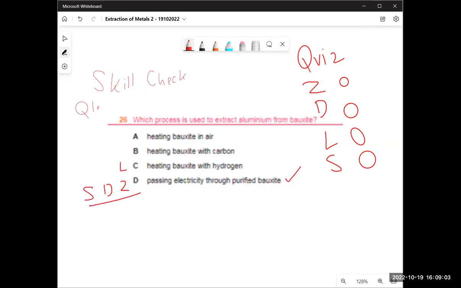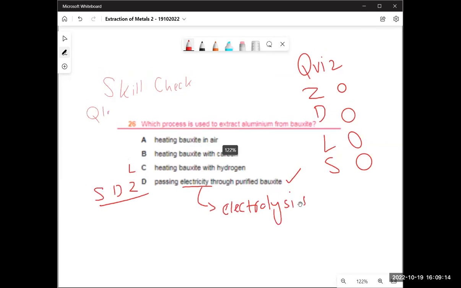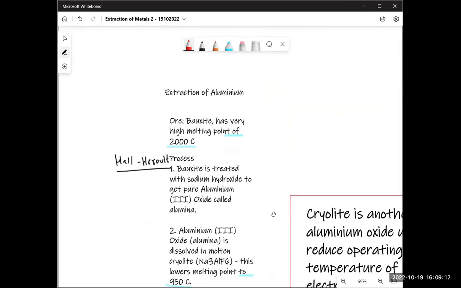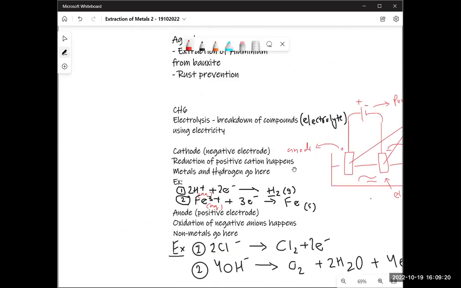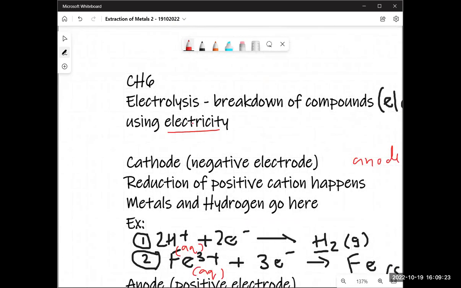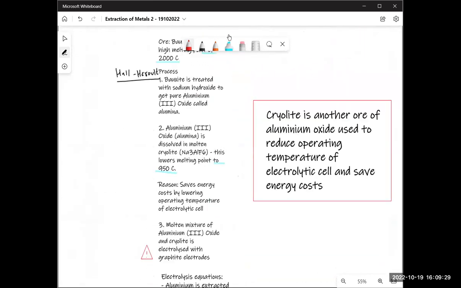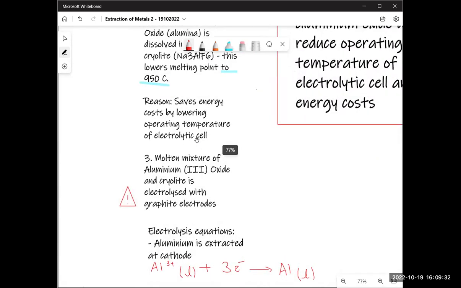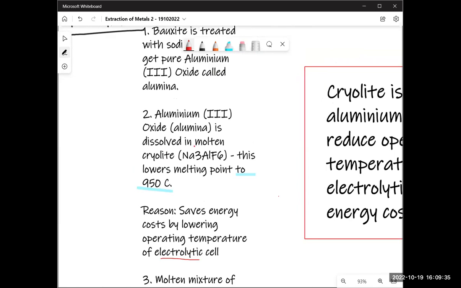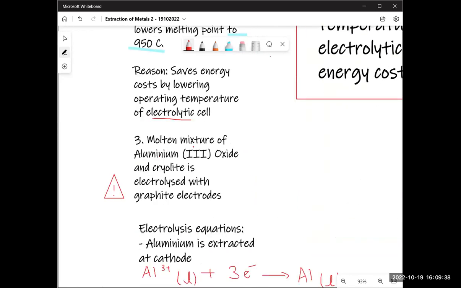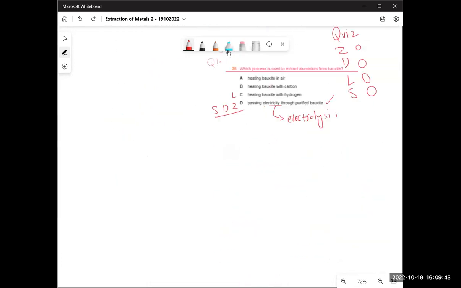Therefore, D is the correct option, because electricity, electrolysis, right? What is electrolysis? Breakdown of a compound using electricity, right? See that word right there? That is what we're doing. We're doing electrolysis right here. For extraction of aluminium, a molten mixture of aluminium oxide and cryolite is electrolysed in an electrolytic cell. So electrolysis. The next thing we have to look at is something more difficult.